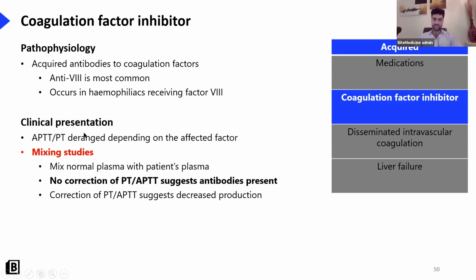The clinical presentation depends on the affected factor, so they'll have all of those features like the deep tissue bleeding, post-surgical bleeding, etc. Whether the APTT or the PT is deranged depends on the specific factor affected.